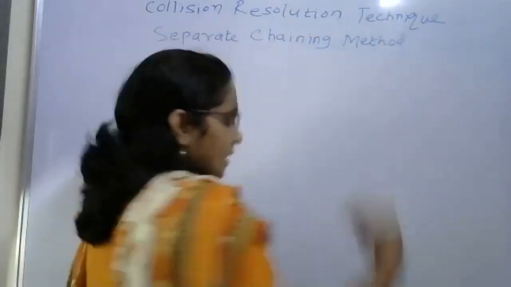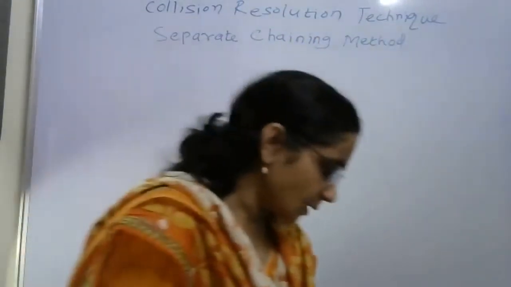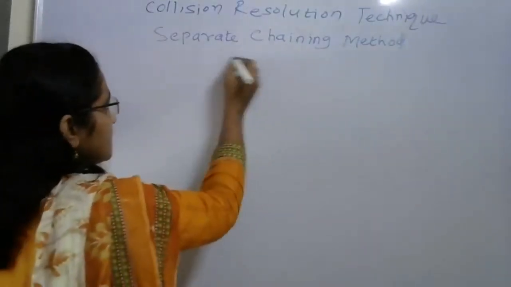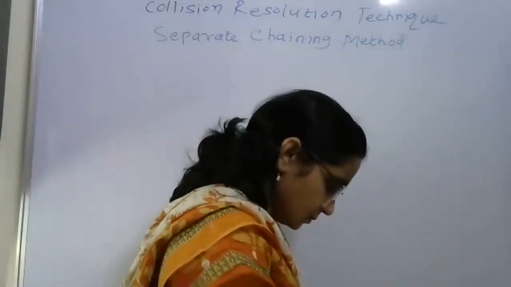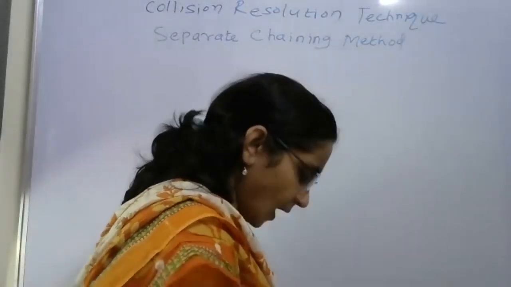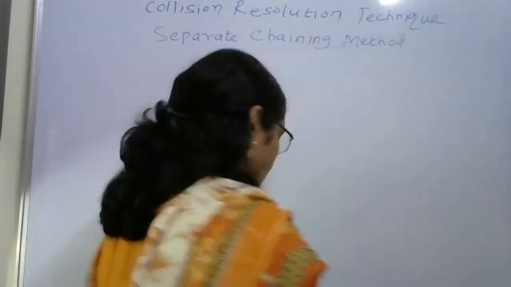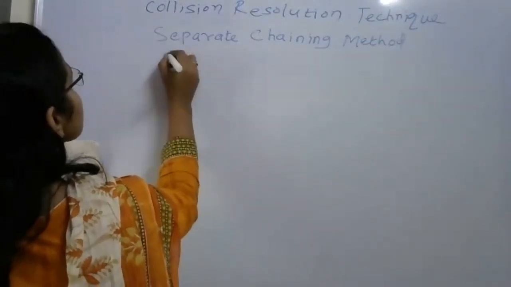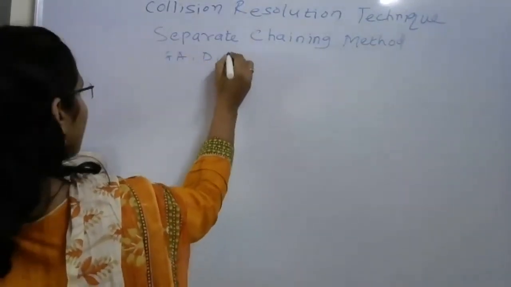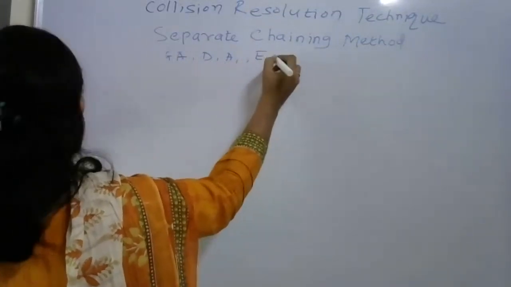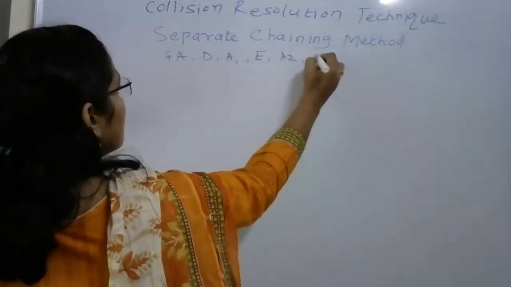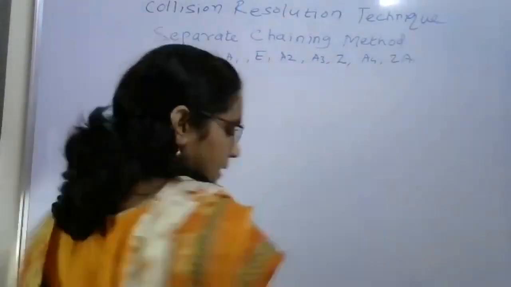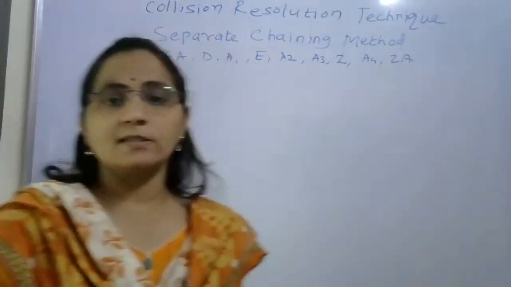Separate chaining method. So what does this separate chaining method tell you? Once again, I take the same identifiers, the same number of identifiers: GA, then D, A1, E, then A2, A3, Z, A4 and ZA. The same example, once again.